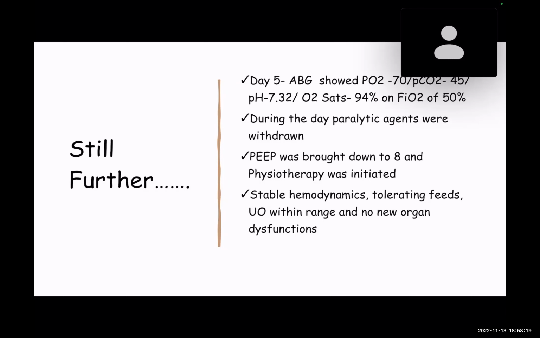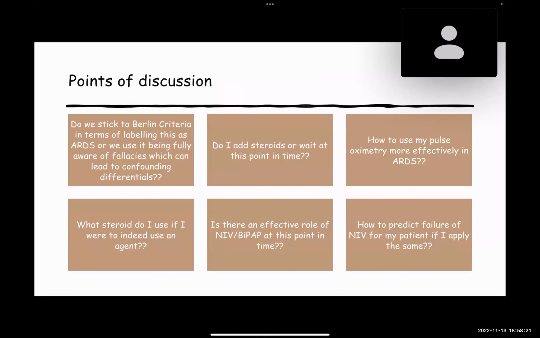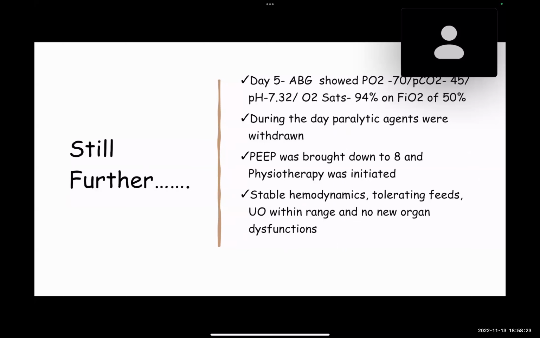Anyone? You're supposed to prone at a PF of 200. This is the Surviving Sepsis guidelines recommendation after a meta-analysis of all the proning trials. Okay. Carry on.